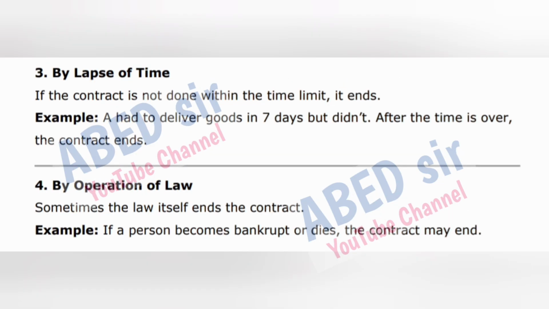3. By lapse of time. If the contract is not done within the time limit, it ends. Example, A had to deliver goods in 7 days but didn't. After the time is over, the contract ends. 4. By operation of law. Sometimes the law itself ends the contract. Example, if a person becomes bankrupt or dies, the contract may end.